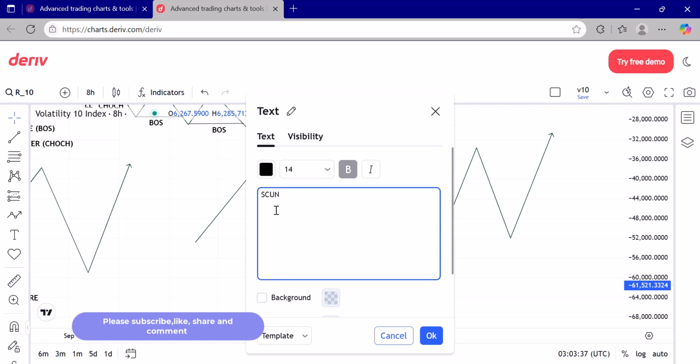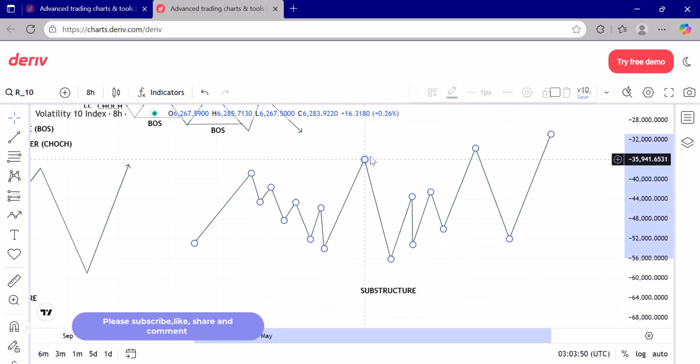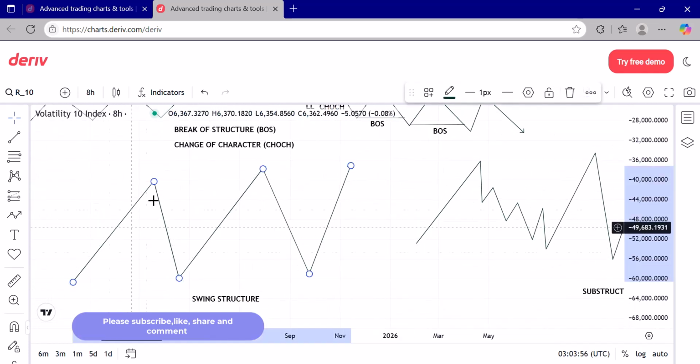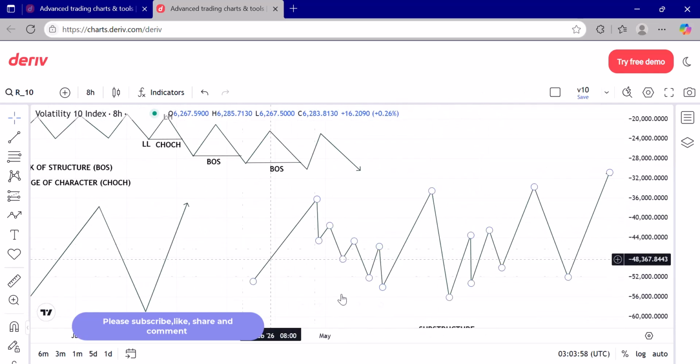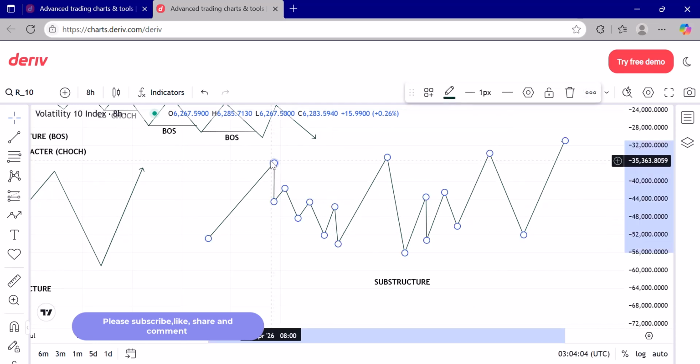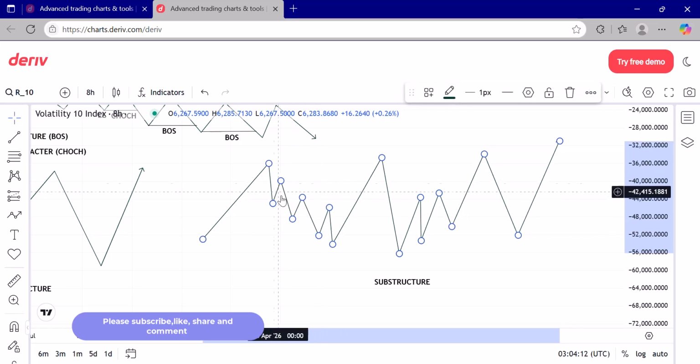Now, here we have an example of substructure. Normally this is the swing structure: higher high, higher low, higher high, higher low, higher high. But in a substructure, when we have a higher high, the market doesn't just come like this directly. There's going to be a little retracement up, down. These are what we call substructures within the market before we now make another.